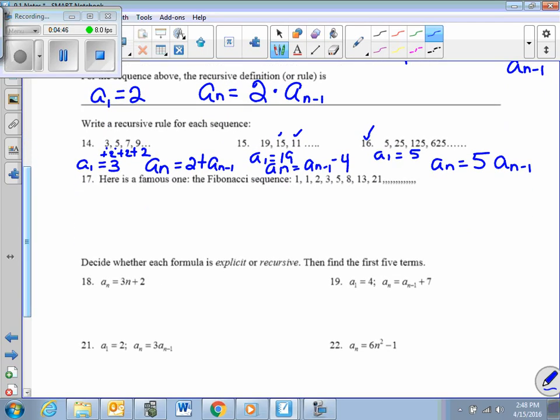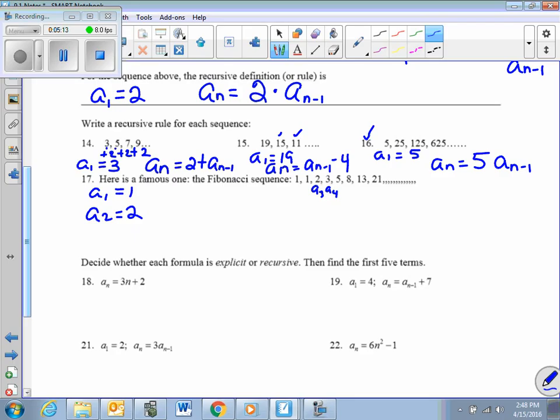All right, let's look at this Fibonacci sequence here. We've got 1, 1, 2, 3, 5, 8. So let's see if we can figure out a recursive rule for this. In this case, I actually have to have two initial conditions. A sub 1 is 1 and A sub 2 equals 1. And then, let's see, how do I get A sub 3, A sub 4, and so forth?